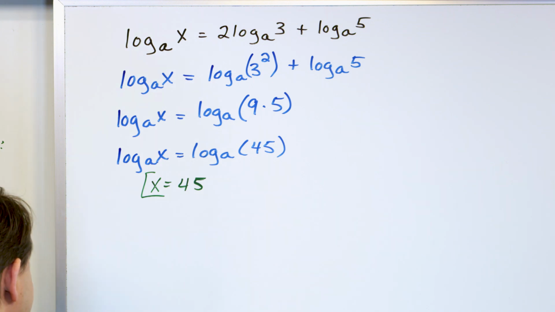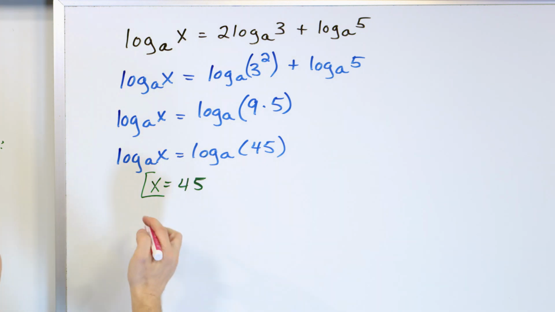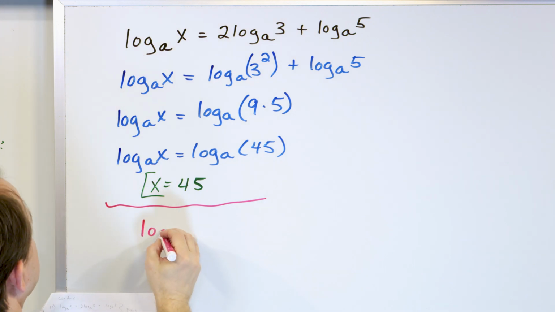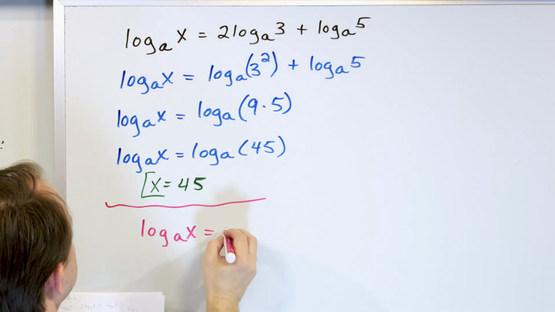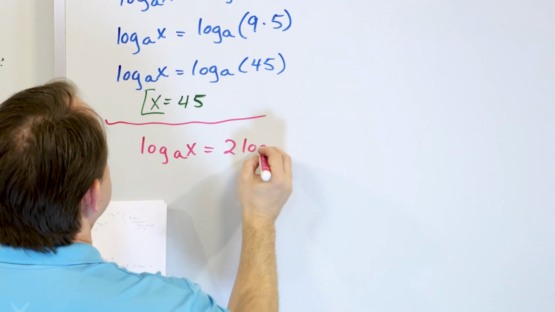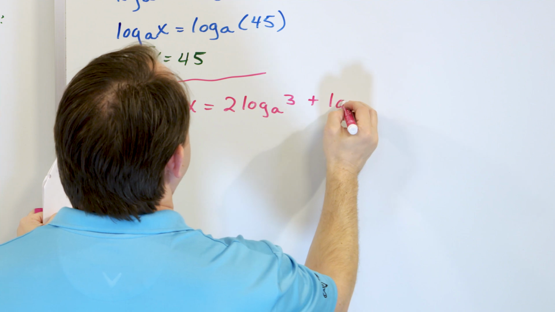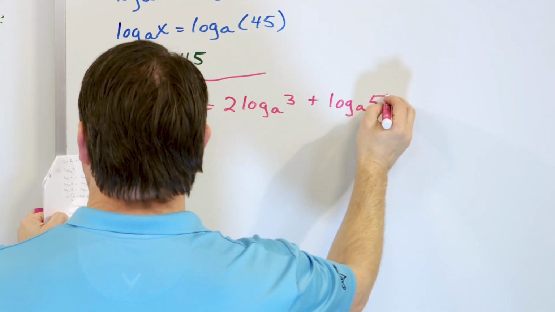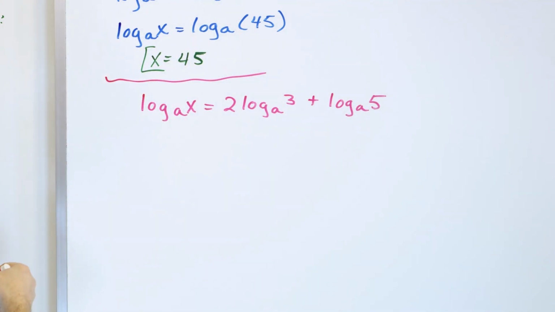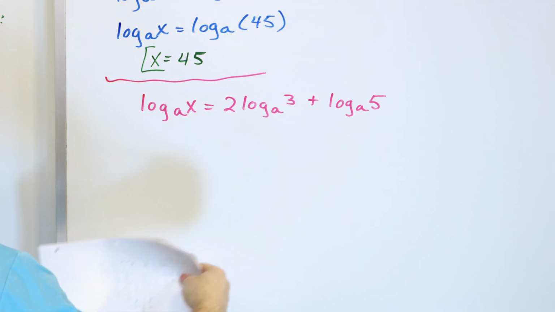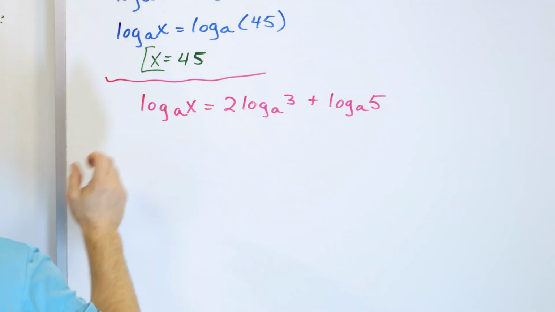Okay? Now there's always more than one way to do something, and I want to show you that way. Let's write the equation over again. Log base a of x equals 2 times log base a of 3, plus log base a of 5. All right? So I told you, I said, ultimately I want this x variable over here. So forget about the rest of this thing. I want x by itself.